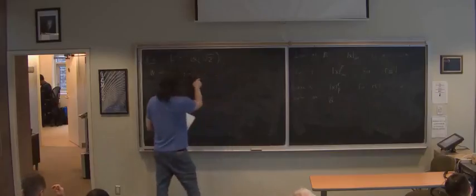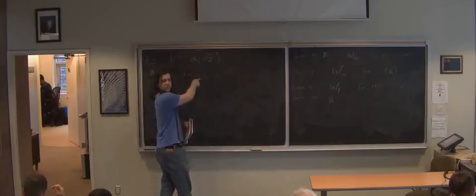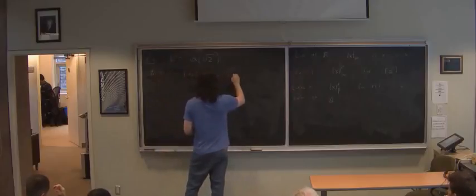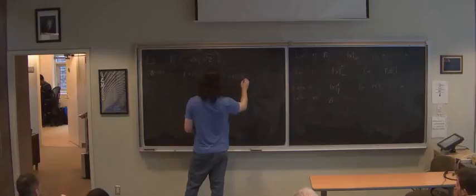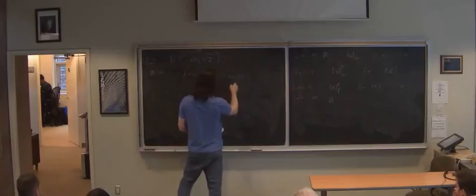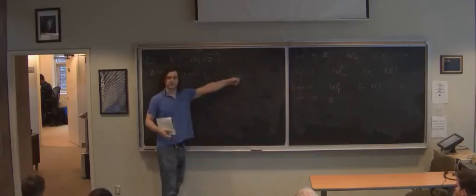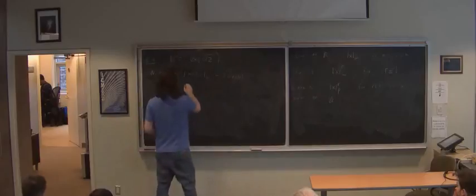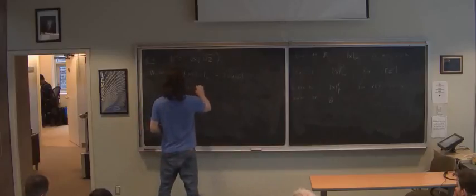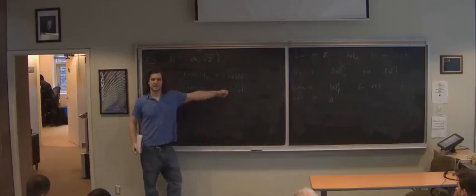If I think of root 2 as the positive square root, I can just look at the usual absolute value of A plus B root 2. And I have a second prime V2, for which I look at the usual absolute value of A minus B root 2.